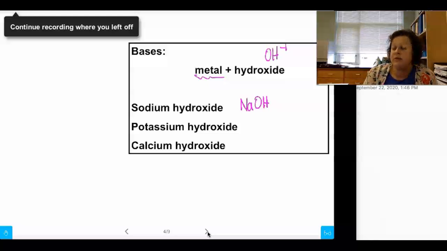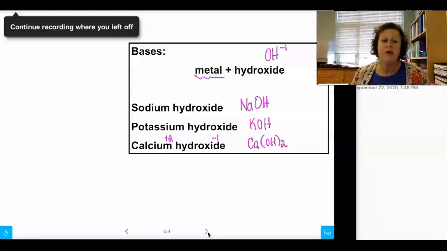Potassium hydroxide, potassium is a +1, KOH. Calcium, calcium's oxidation number is +2, Ca +2, OH -1. Do you need parentheses? Ding, ding, ding, ding, ding. If you said yes, you're correct.